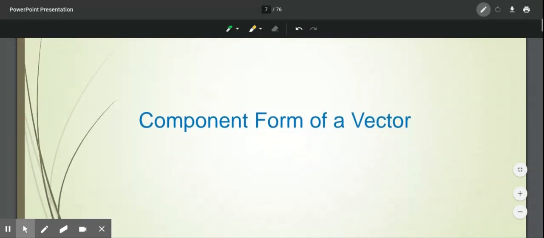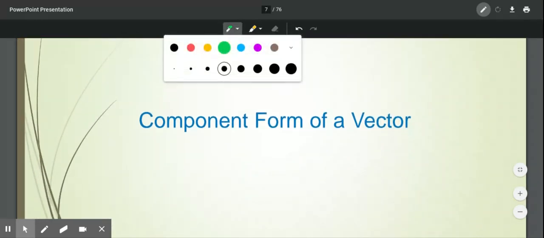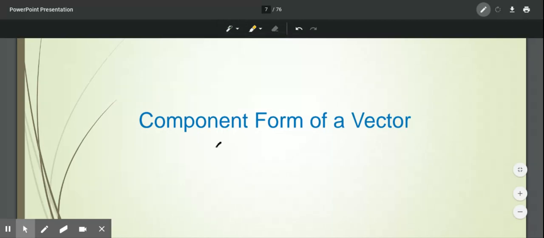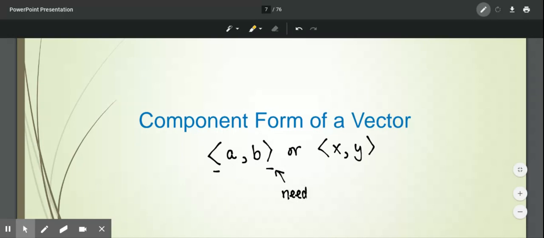All right, so component form of a vector. We've already talked about what component form looks like. Just as a reminder, it's when you have your brackets and you have your A and your B, or you might use an x and a y. So A and B is the same thing as the x and the y. It's just that the A is like your x coordinate. You need to make sure that you have those pointy brackets. Otherwise, it's just a point and it doesn't actually represent a vector. So you need the brackets.